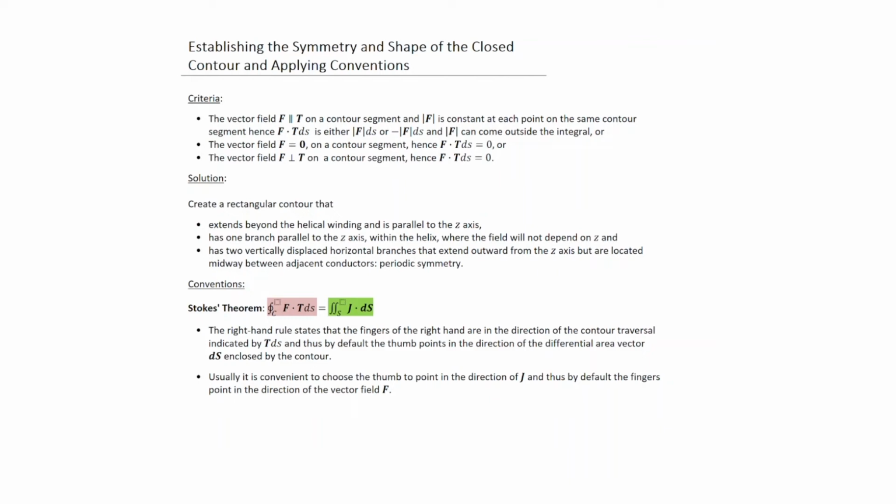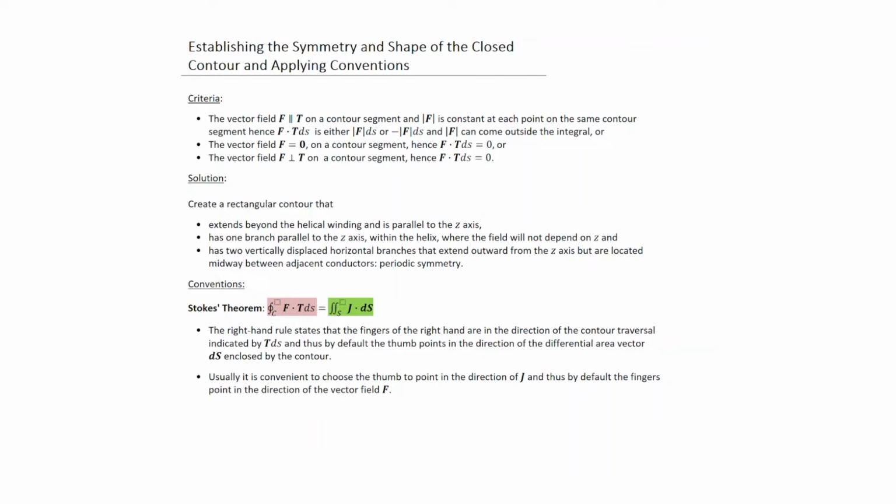We went through that description with the visuals earlier on. You'll have 2 vertically displaced horizontal branches that extend outward from the z-axis but are located midway between adjacent conductors. The reason we do this is to make use of the periodic symmetry. So for every pitch, you basically repeat the same pattern. And so effectively, this would be the way to set it up. Using these 3 conditions and a rectangular contour, we're able to solve the problem.